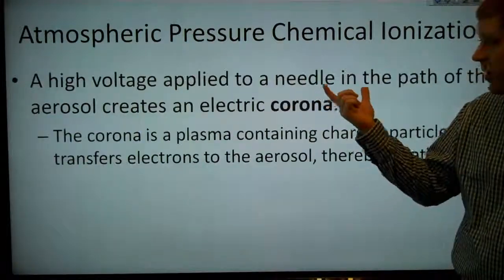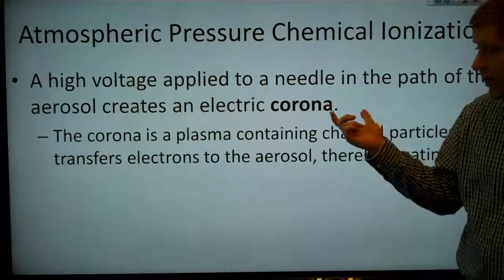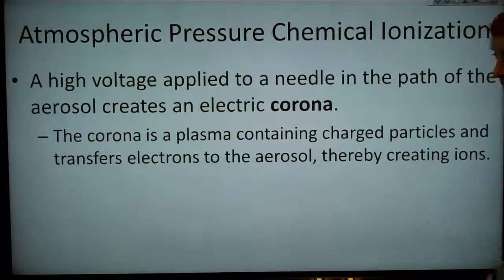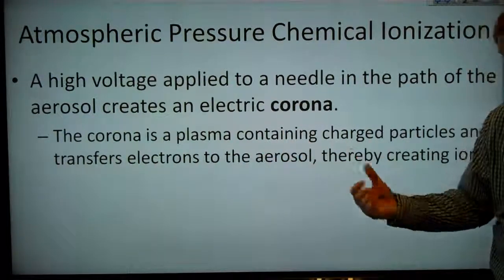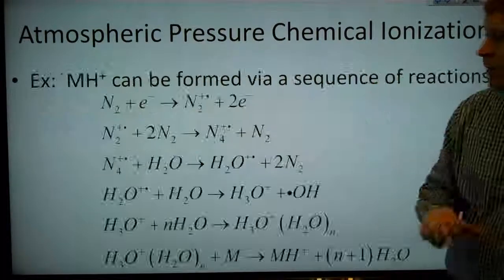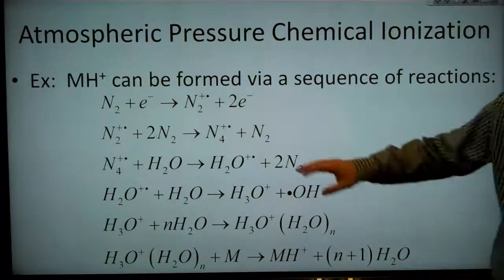A high voltage applied to a needle in the path of the aerosol creates an electric corona, and this corona is a plasma containing charged particles and transfers electrons to the aerosol, thereby creating ions in the aerosol. For example, MH+ can be formed via a sequence of reactions shown here.